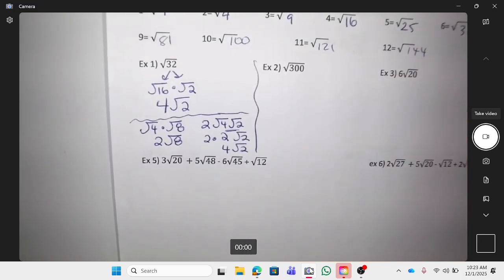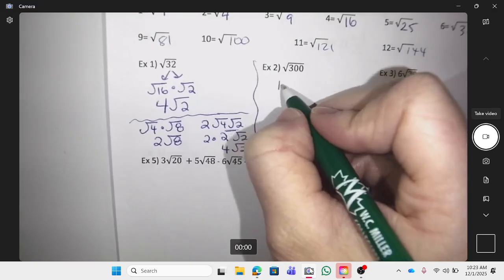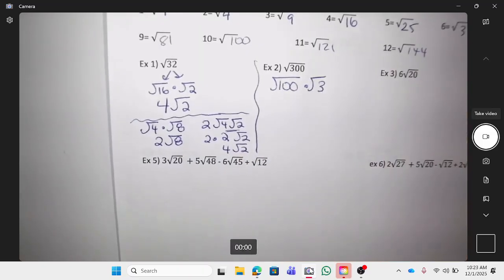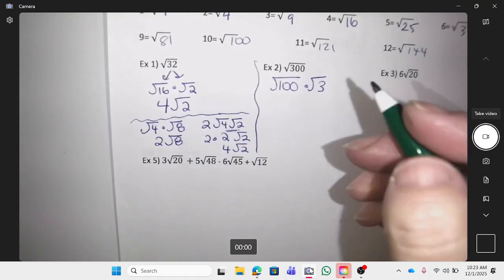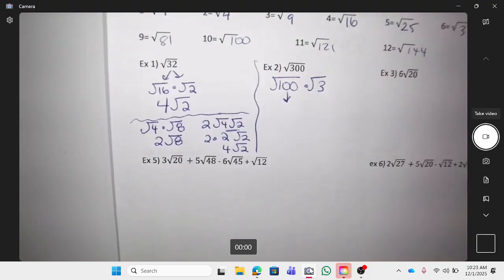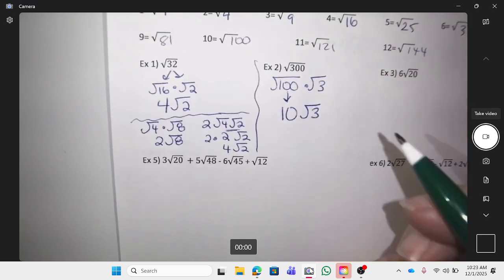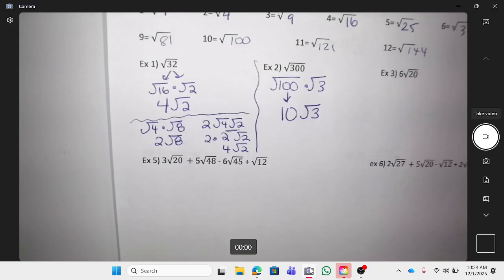Okay, so 300. Do you have a perfect square? 300 divided by 100. So 100 times 3 is 300. Therefore, the root 100, root 3 is root 300. Then I know something good about the square root of 100. 10 root 3. Does this ring a bell? Do you remember something like this from grade 10, now that you've seen it?